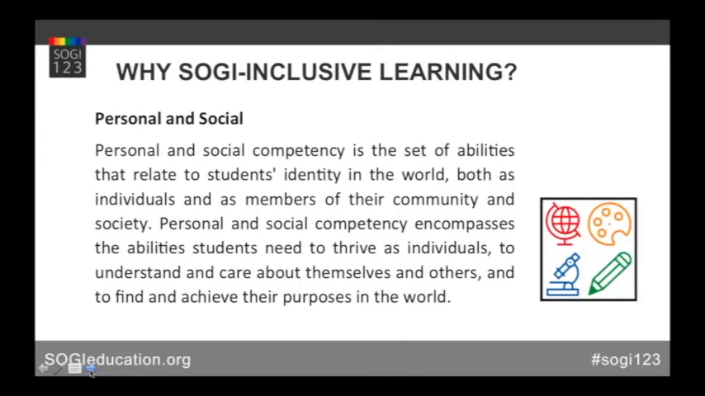So another connection is the core competencies. The key one that it connects with is personal and social. And you can see that one point there, personal and social competency encompasses the abilities students need to thrive as individuals and understand and care about themselves and others. Direct connection there with SOGI 123, along with any other resources that support that notion of inclusivity.